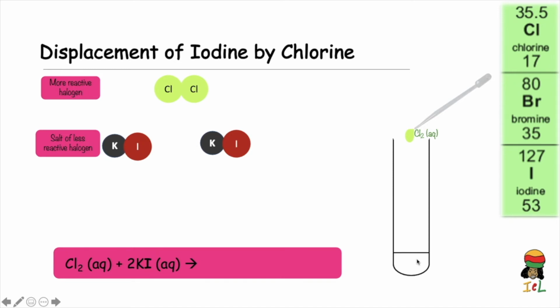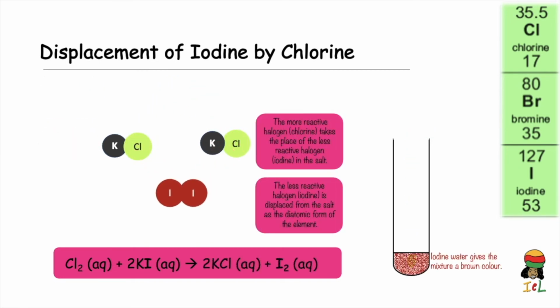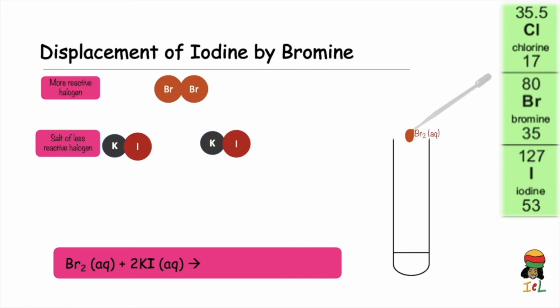When a drop of chlorine is added to a colorless solution of potassium iodide, the color changes to brown as iodine is displaced from the salt to form the diatomic element I2. Consequently, the products are now 2 molecules of potassium chloride, KCl, and 1 molecule of iodine, I2. Next, we have the displacement of iodine by bromine.